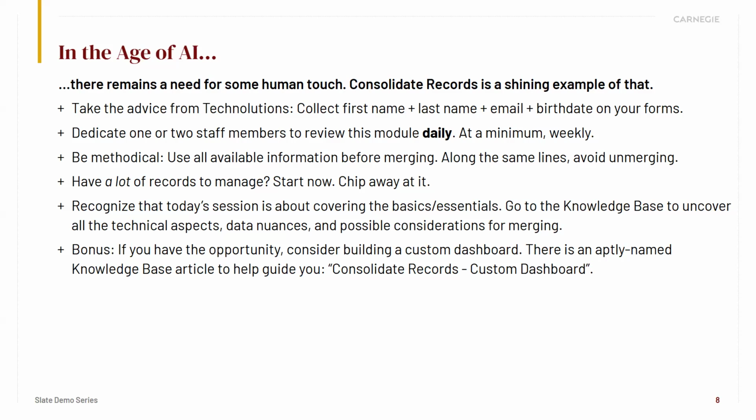A bonus, one of those 11 articles is sort of an enhancement opportunity. You can create a custom dashboard in the Consolidate Records tool. It would allow you to compare additional data points beyond Slate's defaults. That article is very aptly named. It's just called Consolidate Records Custom Dashboard.